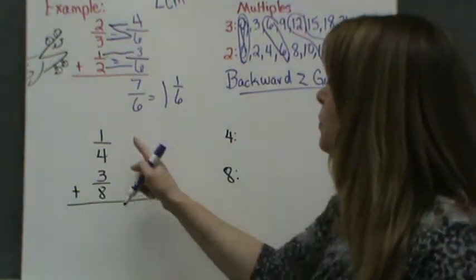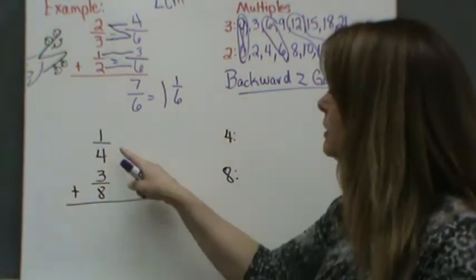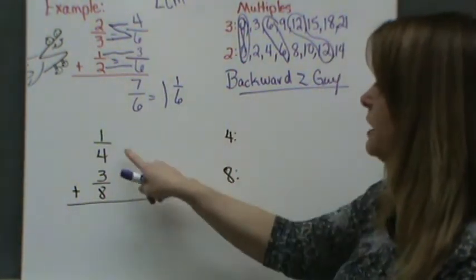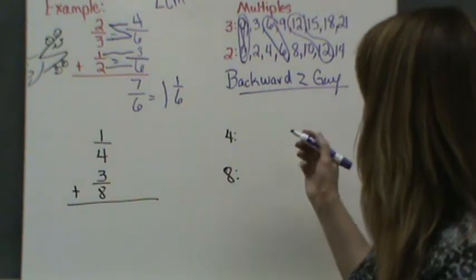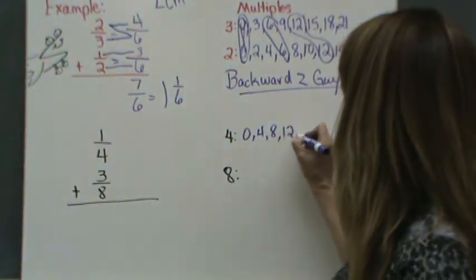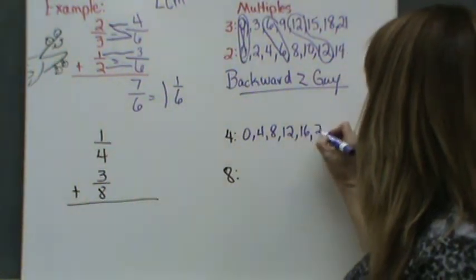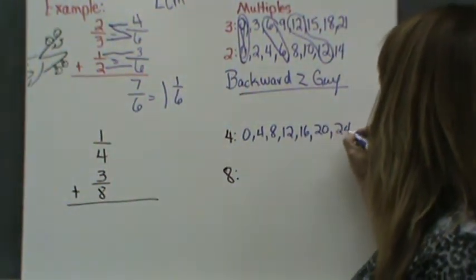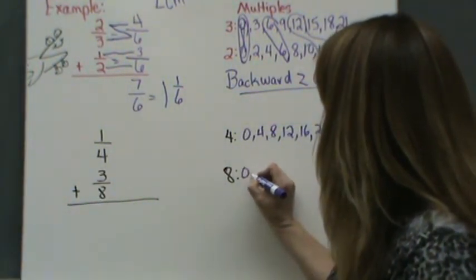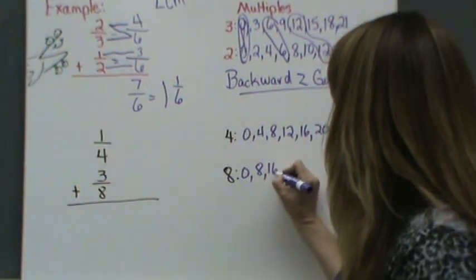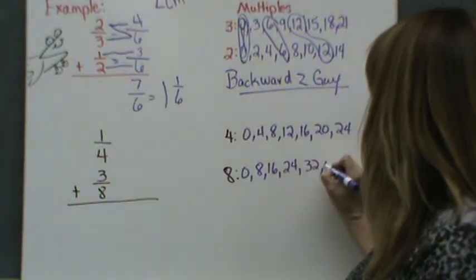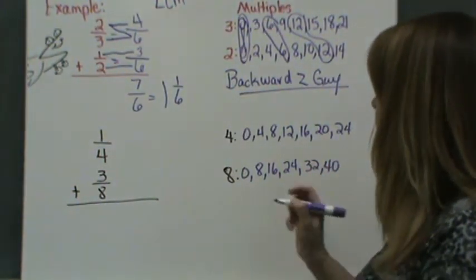Let's try another one. 1/4 plus 3/8. My denominators are different, so I'm going to find my multiples of each of my denominators. Multiples of 4: 4 times 1, 4 times 2, 4 times 3, 4 times 4, 4 times 5, 4 times 6. If I need to, I'll go on further out. Multiples of 8: 8 times 0, 8 times 1, 8 times 2, 8 times 3, 8 times 4, 8 times 5. So I have a pretty good list.